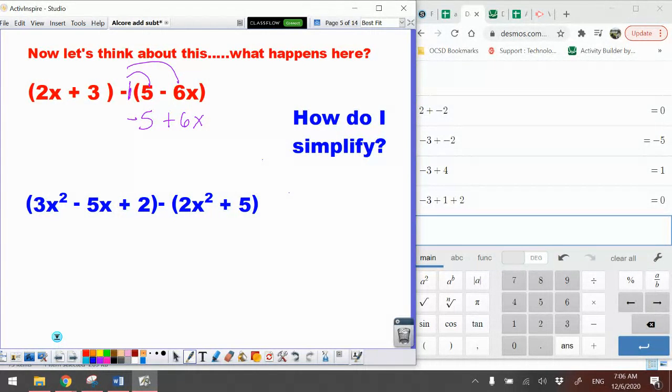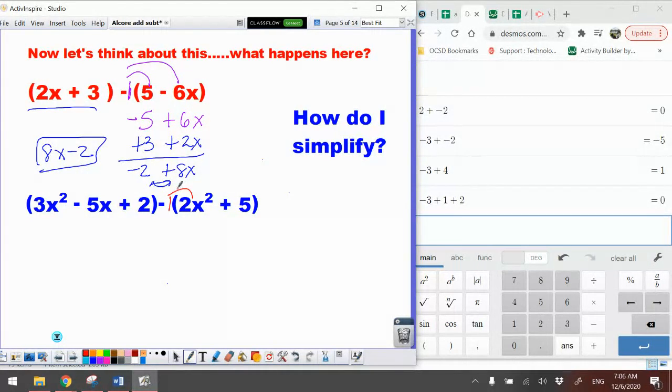Now I'm going to go ahead and write these underneath where they're supposed to go. So the positive 2x is here. The positive 3 is here, and I can combine like terms. Negative 5 plus 3 is negative 2. 6 plus 2 is 8. Is this in the right order? No. I have to flip these. So this is 8x minus 2. Okay, 8x minus 2.